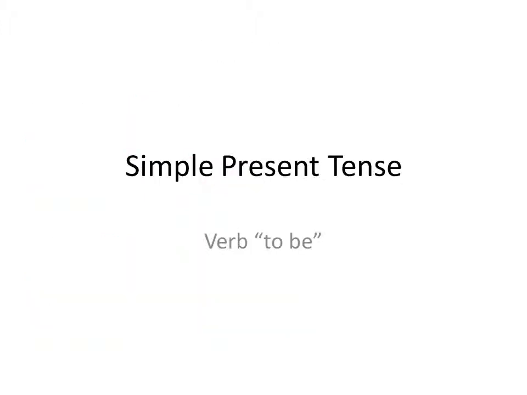Alright. Simple present tense, but with verb to be. Okay, just verb to be. The other examples were about any other kind of verb except the verb to be. Now, just verb to be. Ahora solamente el verbo to be.